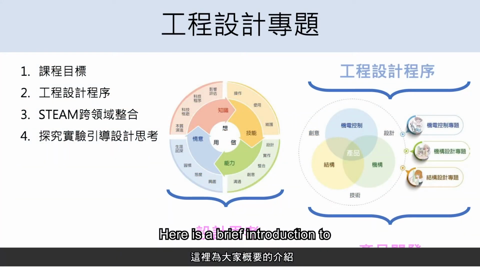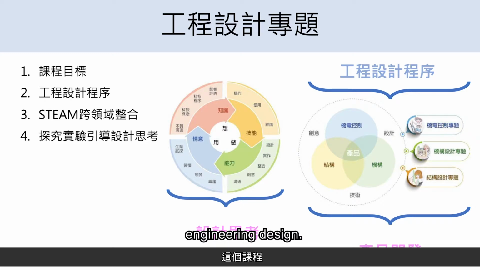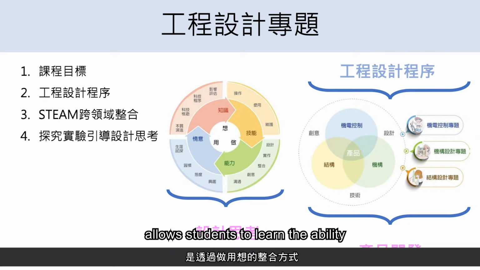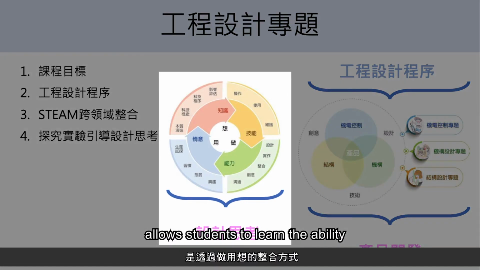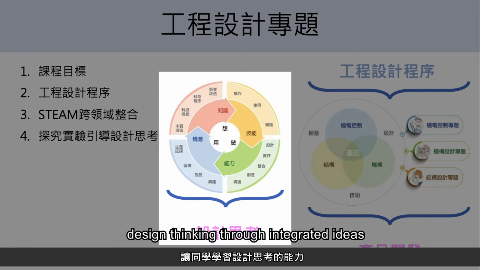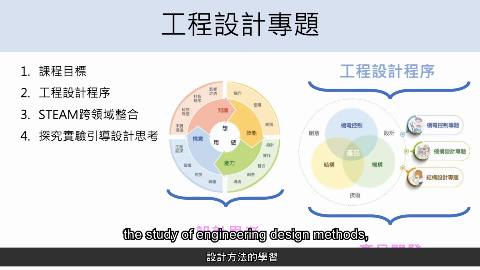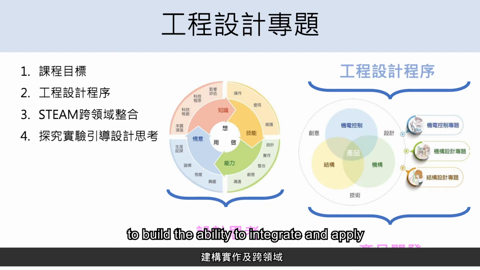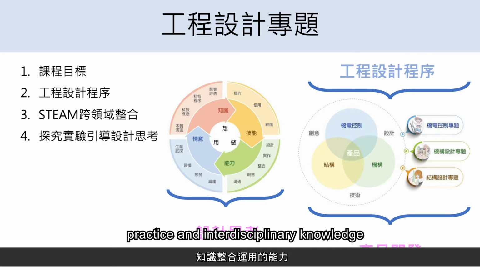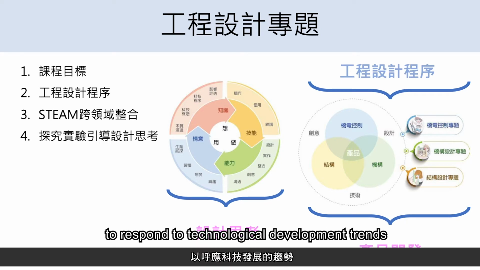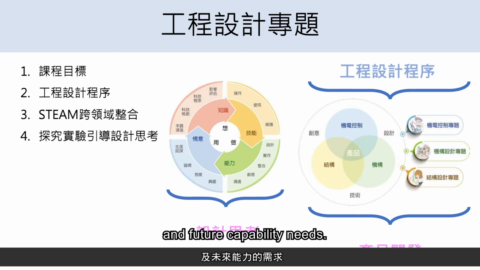Here is a brief introduction to the course of Engineering Design. This living technology course allows students to learn the ability of design thinking through integrated ideas. At the senior high school level, we focus on the study of engineering design methods to build the ability to integrate and apply practice and interdisciplinary knowledge to respond to technological developmental trends and future capability needs.